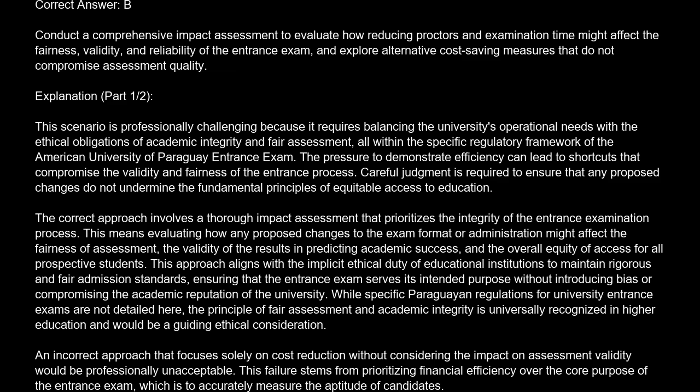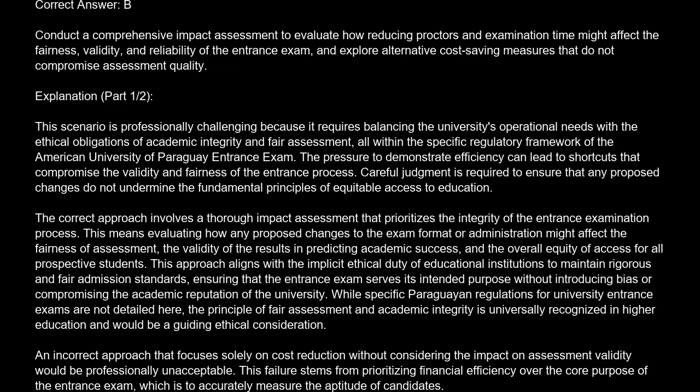Explanation. This scenario is professionally challenging because it requires balancing the university's operational needs with the ethical obligations of academic integrity and fair assessment, all within the specific regulatory framework of the American University of Paraguay entrance exam. The pressure to demonstrate efficiency can lead to shortcuts that compromise the validity and fairness of the entrance process. Careful judgment is required to ensure that any proposed changes do not undermine the fundamental principles of equitable access to education.